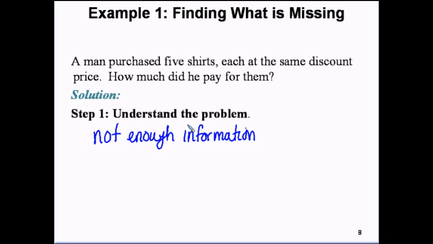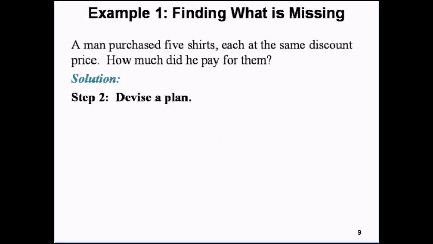We would either need to know the original price of the shirt plus the percentage of the discount to find out what the discount price is and then multiply that times 5. Or we'd have to know what the discount price was. But we have not, like, a man purchased 5 shirts, how much did he pay? 5 times what? I don't have a clue. So you need to be able to recognize when you don't have enough information.